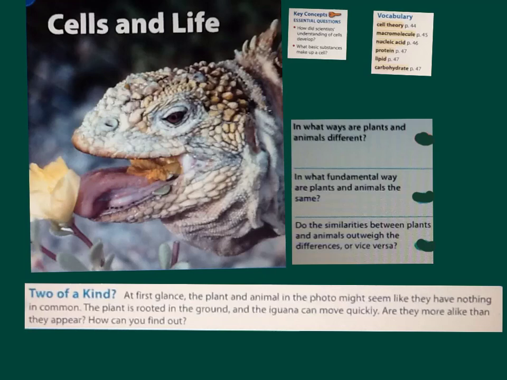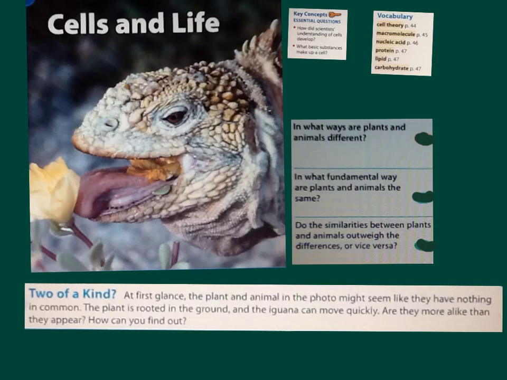This lesson is about cells and life. As you take a look at the photo, you can see two things living in that picture. One, the iguana, and the other one is the plant. Go ahead and take a look at this question or this information right here.